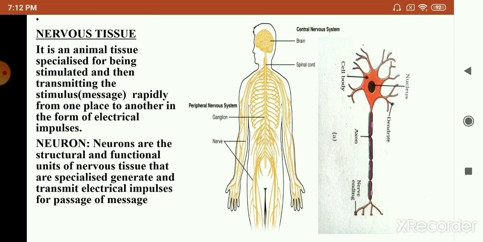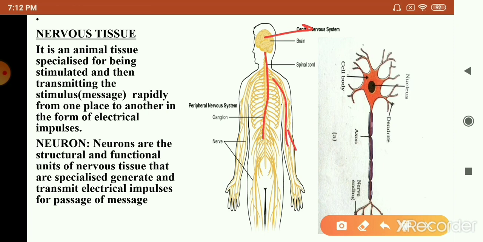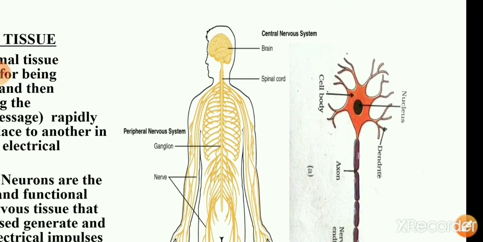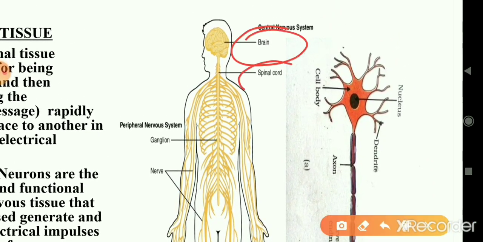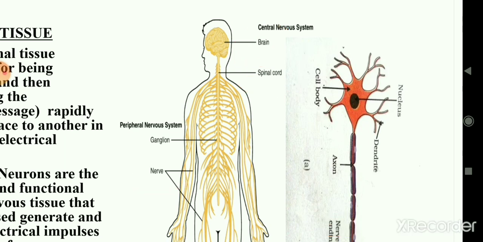Now, where is the nervous tissue present? It is present in organs like the brain. Then you've got the spinal cord and the nerves, which carry all the messages from one part to another part. The messages will be taken from the sense organs to the brain for interpretation, and then the response is again taken to different parts. So your brain, the spinal cord, and the nerves are the organs or structures which are made up of the nervous tissue.